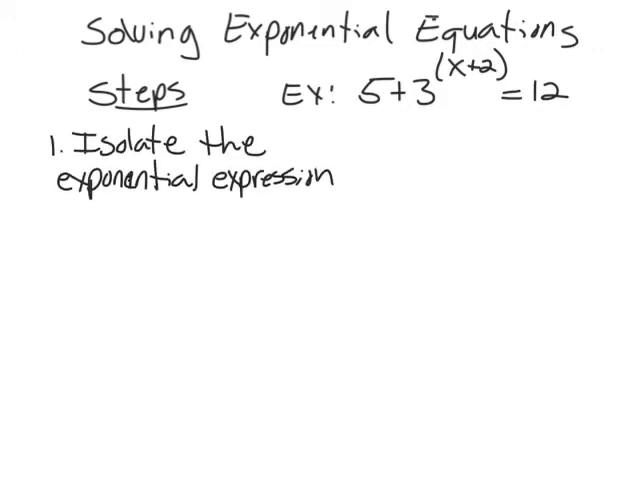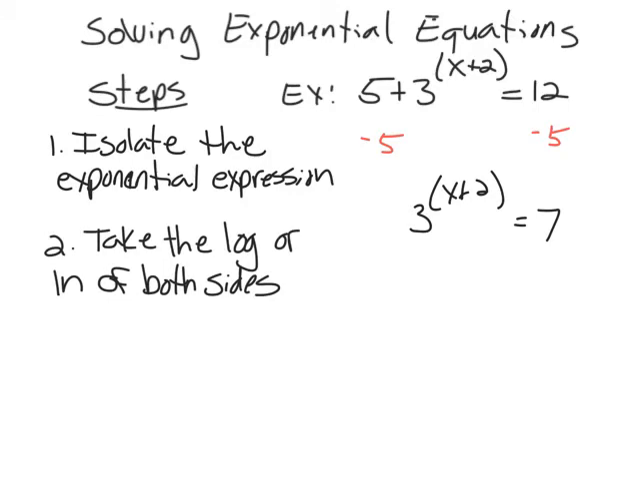The first thing you want to do is isolate the exponential expression, and what I mean by that is, here's my base, here's my exponent. I want to get this guy by himself on one side of the equation. So looking at this, I have to get rid of the 5. To get rid of the 5, you just subtract it away, and you're left with 3 to the x plus 2 is equal to 7.